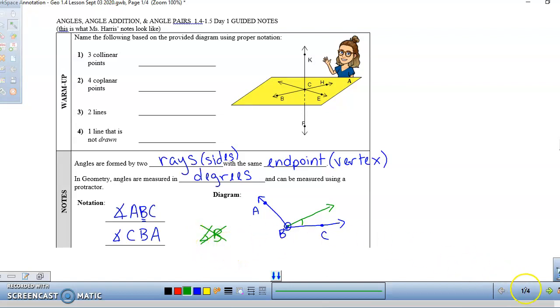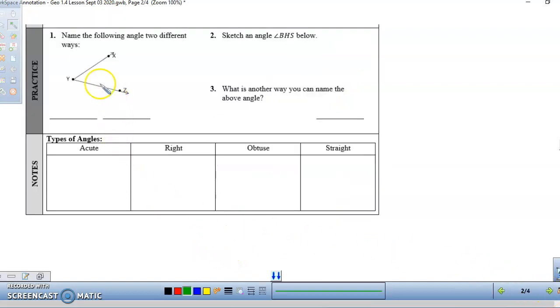Okay, next is the practice, and we're going to save this to do with your groups. So we're going to skip that piece. And then we have some more definitions. Most of these words you should have learned a couple of years ago, but acute angles have measures that are less than 90 degrees. Right angles have measures that are equal to 90 degrees.